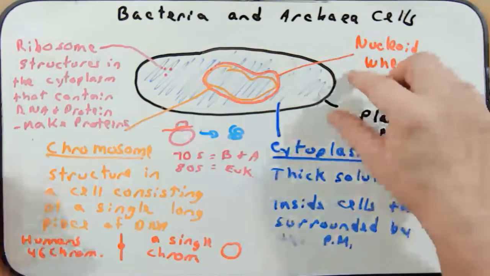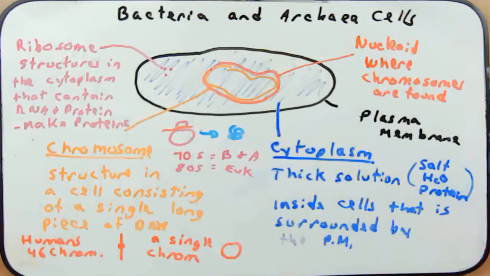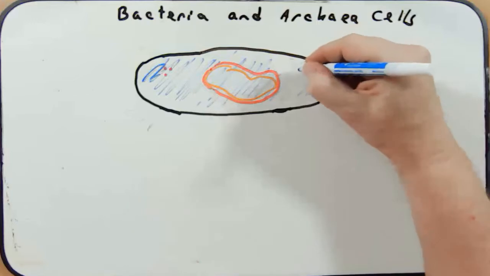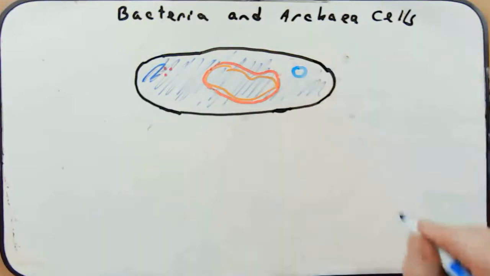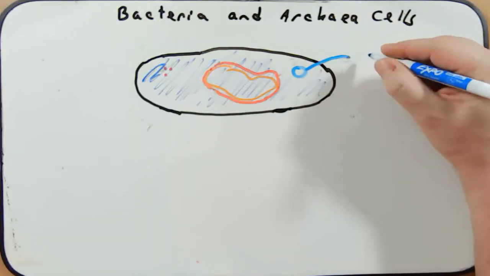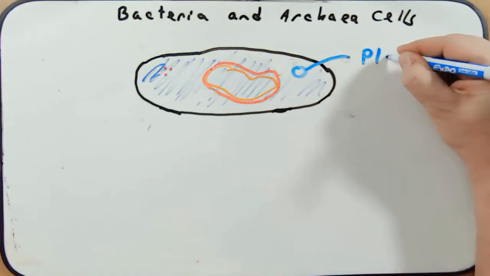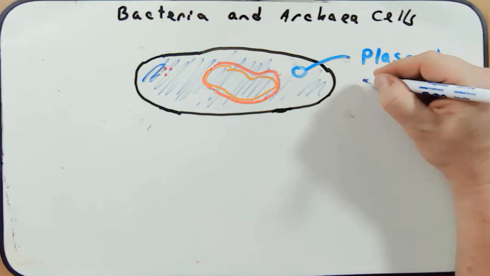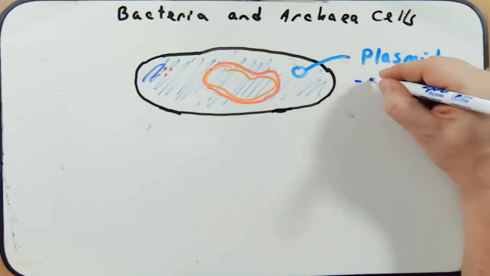Okay, I have other things I want to label in this, but I don't have room. So I'm going to erase everything I have here so far, and then we'll add some more to this picture. While I was talking about the chromosomes, I should have pointed out that there are other pieces of DNA in the bacteria and archaeal cell. And these pieces of DNA we call plasmids. These plasmids are smaller circular pieces of DNA.